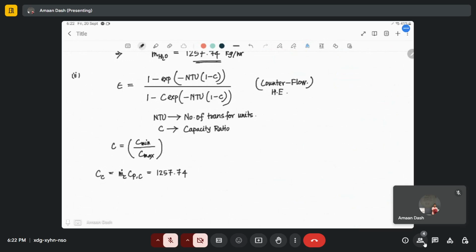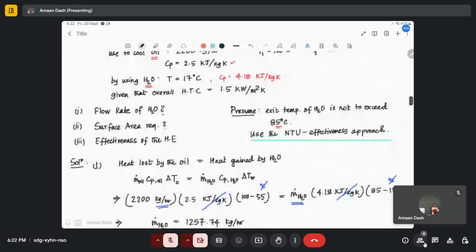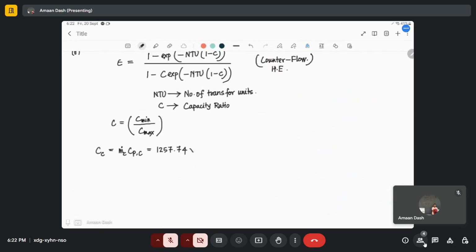1257.74 times CpC, which is nothing but 4.18 kilojoule per kg Kelvin. So multiplied by 4.18. Okay. So if you multiply this, you will be getting 5257.35. If you see, this is kilojoule per kg Kelvin, and this is in kg per hour. So if you multiply this, you will be getting the unit of kilojoule per hour Kelvin.